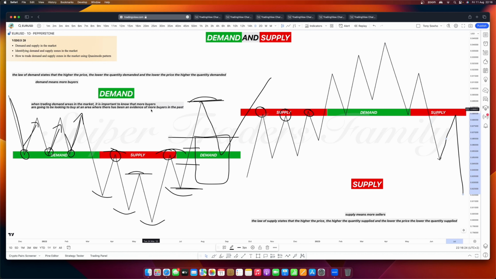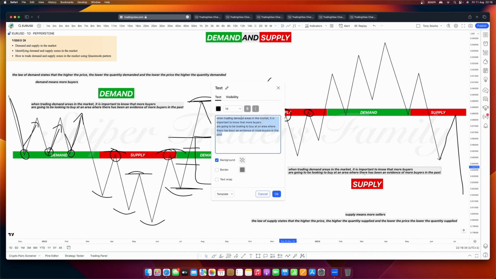Okay, so now we have to bring this here, clone, and just do this. We can say, when trading supply areas in the market, it is important to know that more sellers are going to be looking to sell at an area where there has been evidence. It has to be clear. You need to see it, evidence of more sellers in the market.